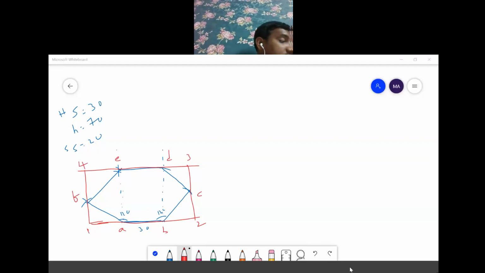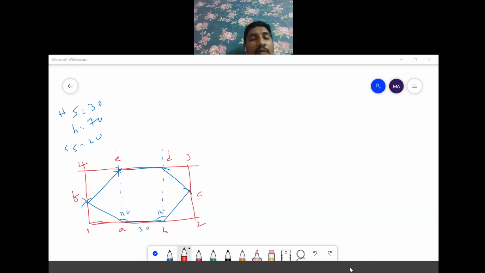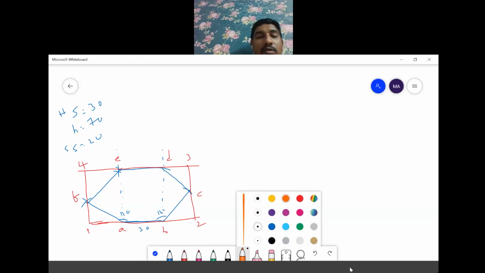Then he is saying that the hexagon has a square hole inside it, such that the axis of the square and hexagon coincide and one of the faces of the square hole is parallel to the face of the hexagon. So first, I will mark the midpoint of this hexagon.